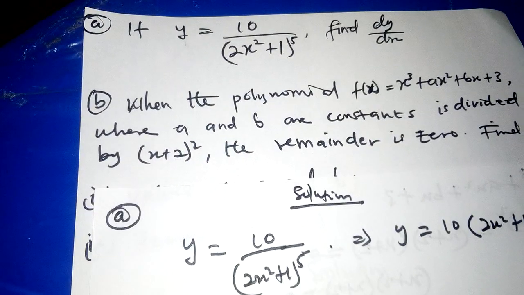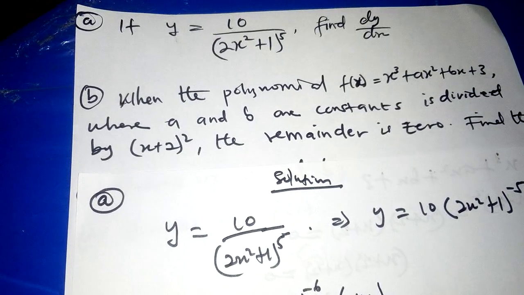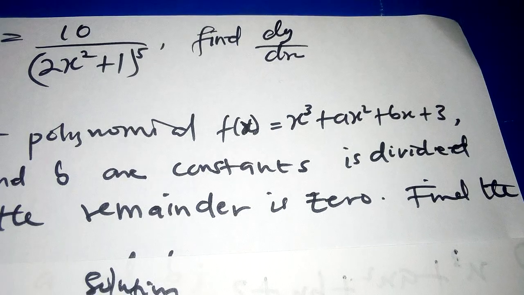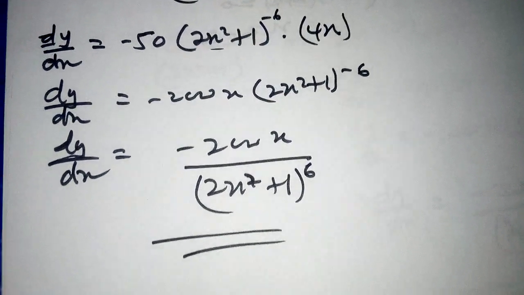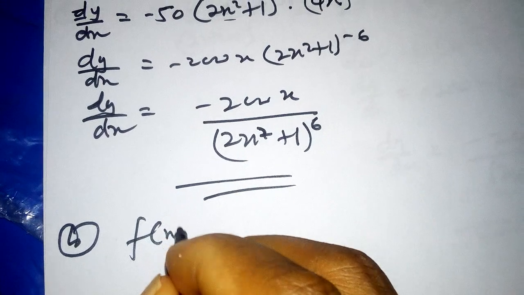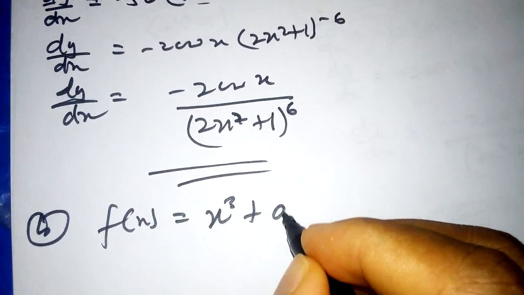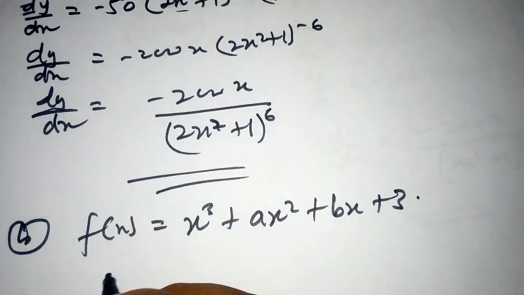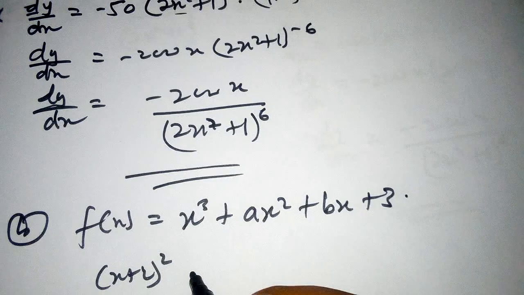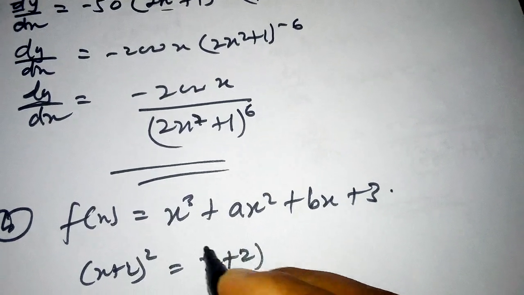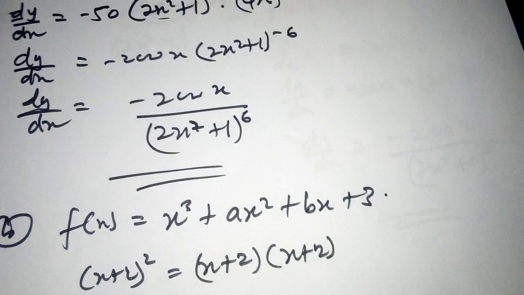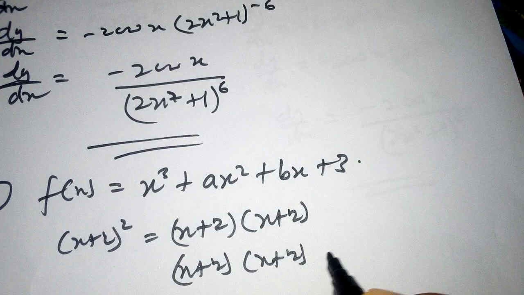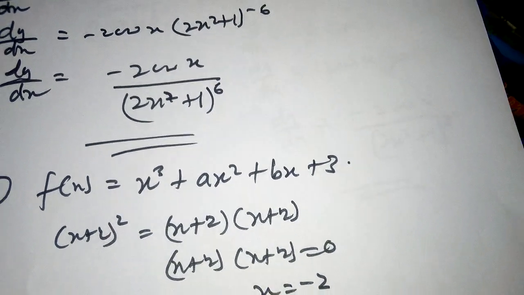Now let's come to the second part of the question. Let's write the function, the b part of the function: f of x equals x cubed plus ax squared plus bx plus 3, when divided by the factor (x plus 2) squared, which is the same thing as saying (x plus 2) times (x plus 2). The remainder is 0, so if I have x plus 2 equal to 0, then I'll get x to be negative 2.